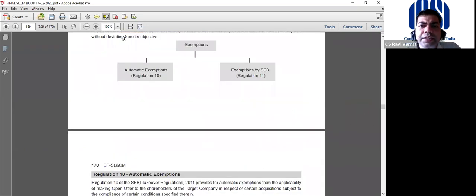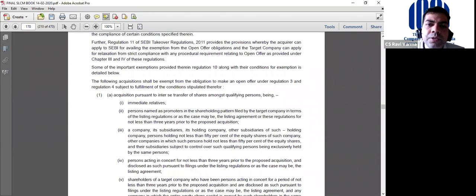There are certain exemptions also. There are certain exemptions the SEBI gives from takeover. Regulation 10 and 11. 11 is by SEBI and 10 is sometimes automatic, means self. You don't need to apply for the takeover. When you do not need to apply, you should know common examples.